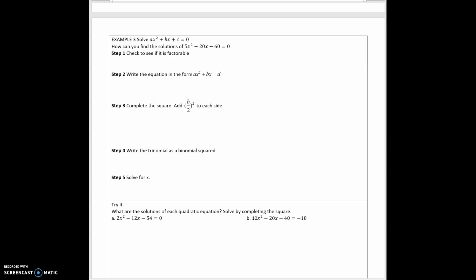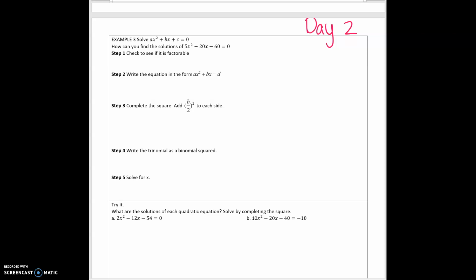Okay, so like I said, 9.5 is going to take 3 days for the lesson and 3 days for the work, for your homework. So this is day 2, and it's going to be using a lot of what you did in day 1. We're just going to add one step.